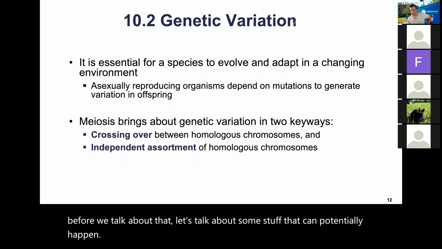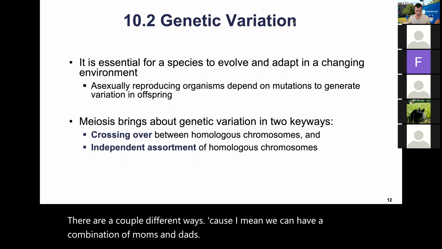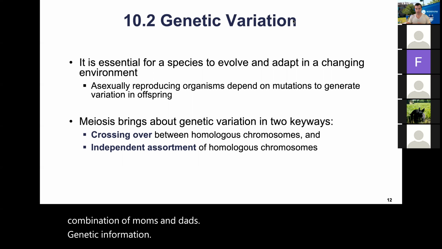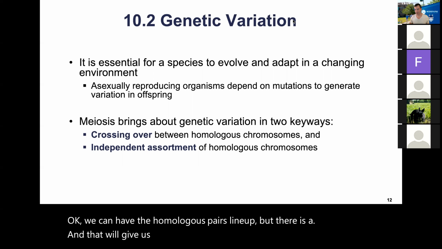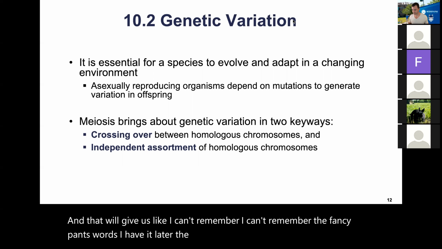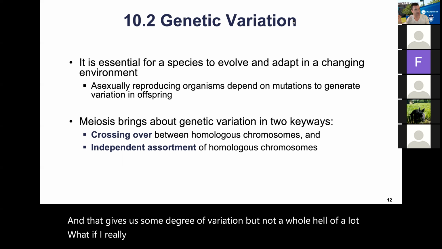There are a couple different ways, because we can have a combination of mom's and dad's genetic information. Okay? We can have the homologous pairs line up. And that will give us, I can't remember the fancy words, I have the number later on. And that gives us some degree of variation, but not a whole lot. What if I really want to spice things up here and introduce a ton of variation?